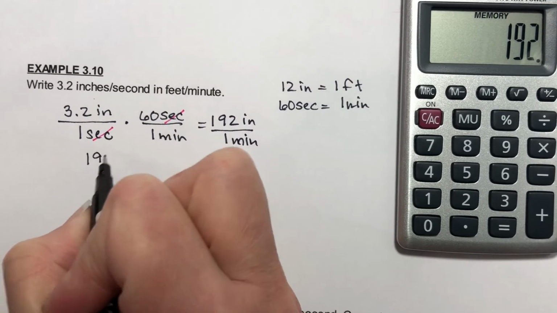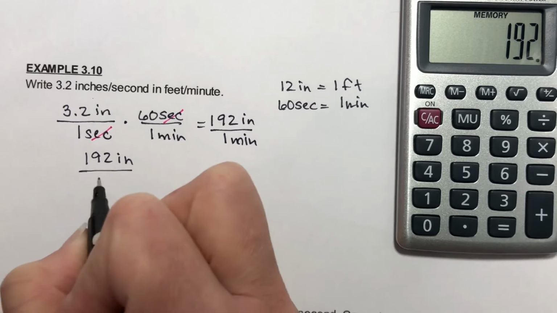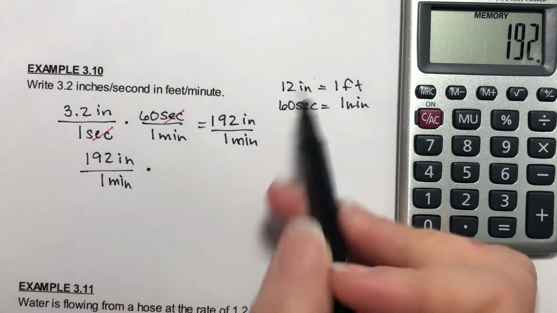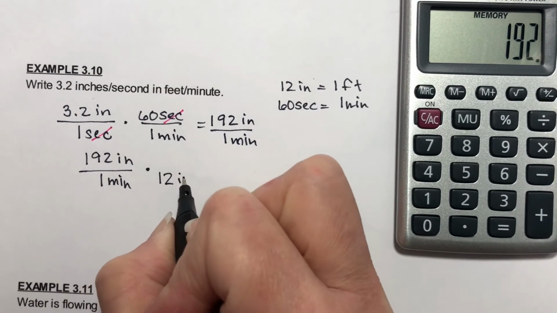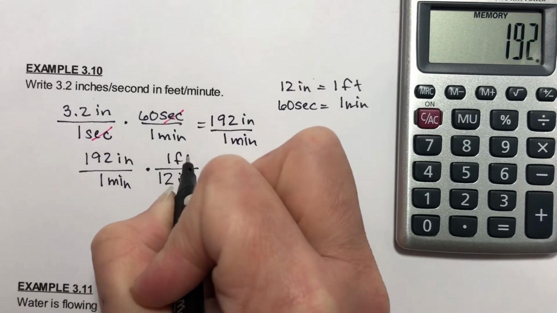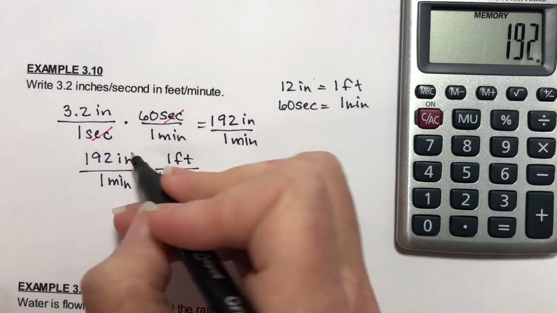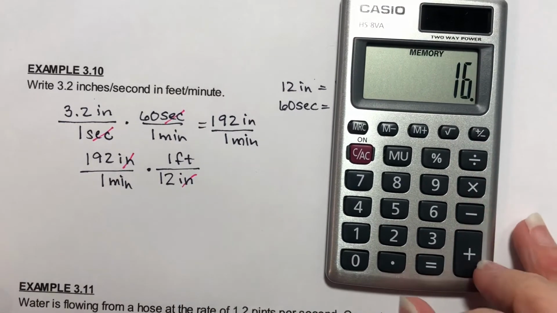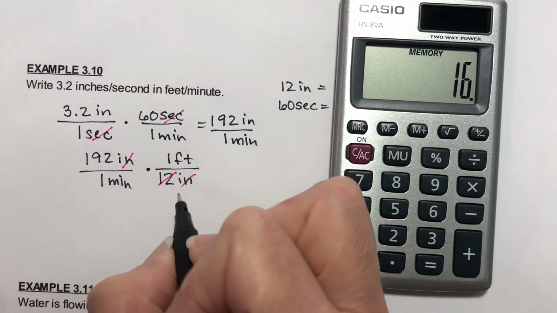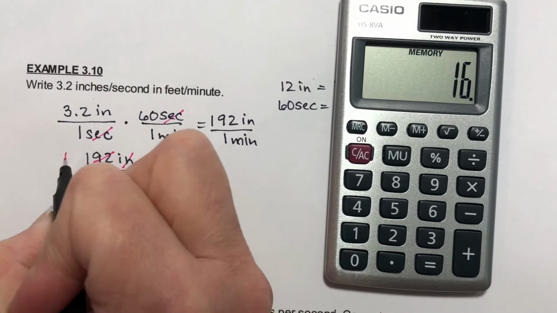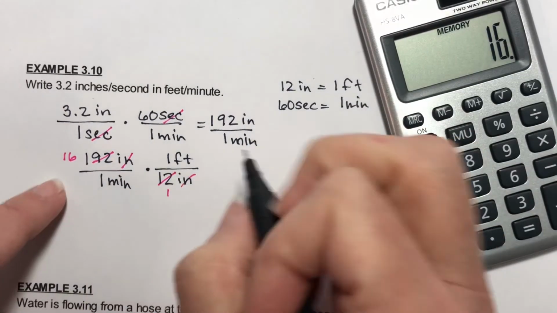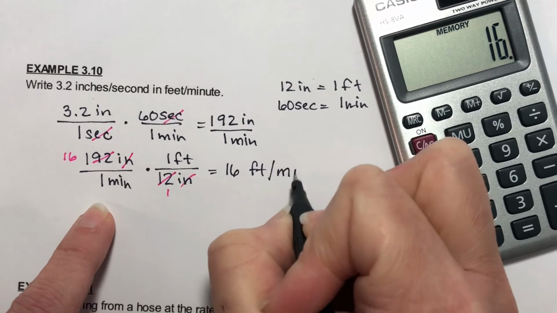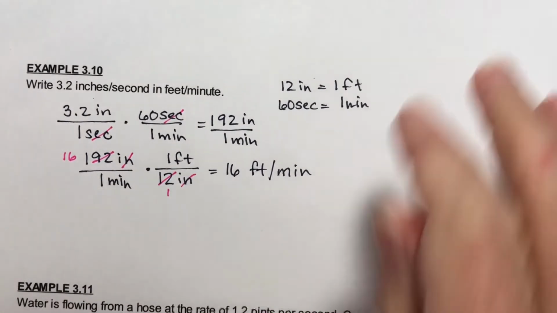Okay, and then 192 inches per 1 minute, I need to get rid of inches, so 12 inches go in the bottom, and that's 1 foot in the top. The inches cancel. Is 192 divisible by 12? Yes, it is. So this will reduce. If I divide this by 12, I get a 1. Divide this by 12, and I get a 16. So my answer will be 16 feet per minute.